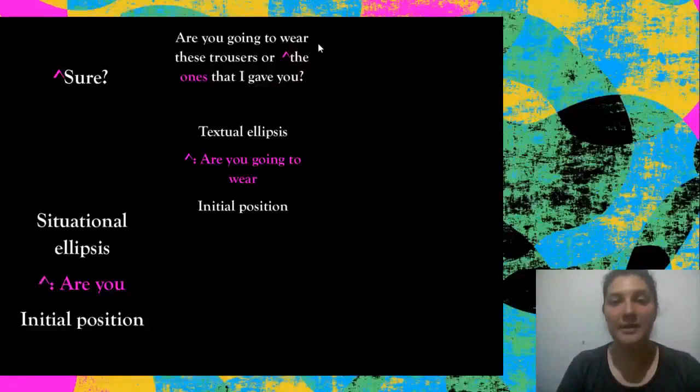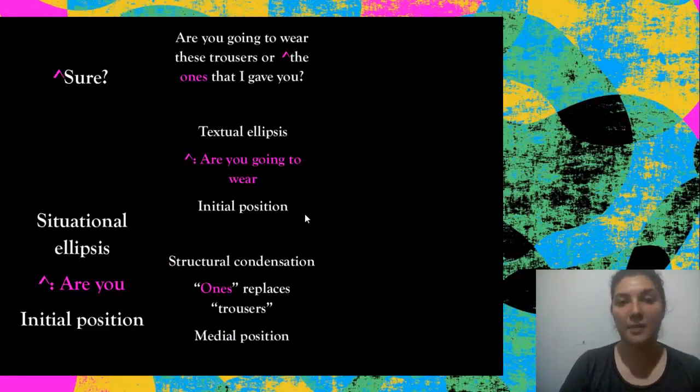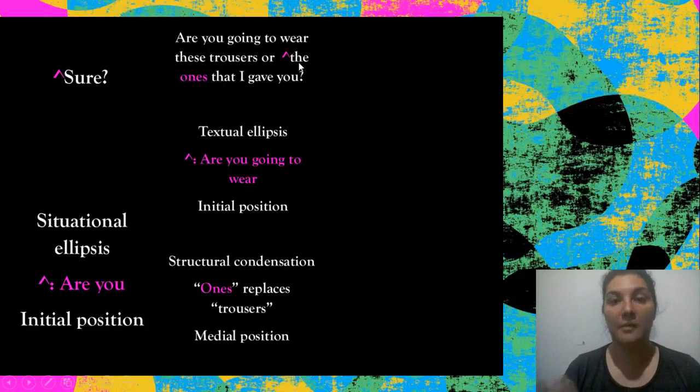Please note that this is an example of two clauses joined by a coordinating conjunction: Are you going to wear these trousers or are you going to wear the ones that I gave you? Continuing, within the second clause we have a word that condenses information. This is the case of structural condensation where we use the word ones to replace the word trousers in order not to repeat the same structure. This structural condensation happens in middle position because it is following the first element within the second clause, "the."